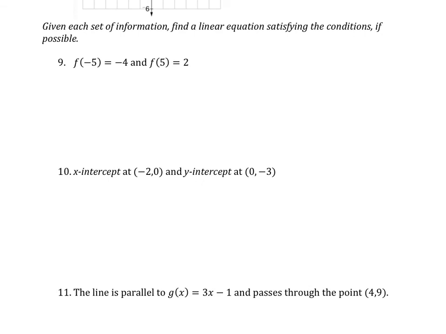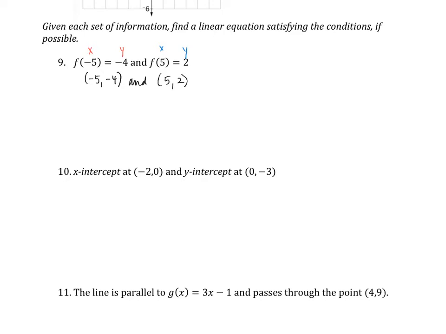Given each set of information, find a linear equation satisfying the conditions if possible. So for number 9, we haven't done one like this before, but if you remember that this is an x value and this is a y value, then you have 2 ordered pairs. So you could write these as ordered pairs. -5, -4 is one ordered pair, and 5, 2 is another ordered pair.